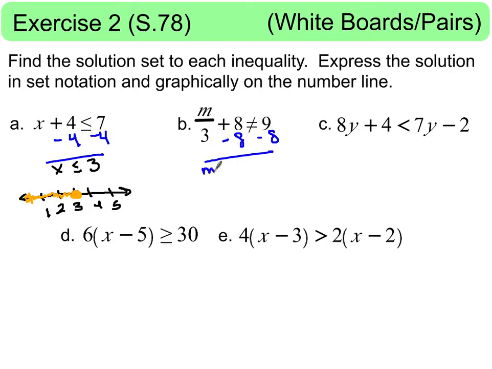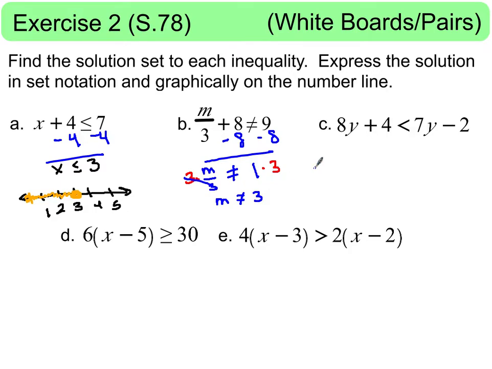And so m divided by 3 is not equal to 1. We will then multiply, because that's the opposite of division, or the undoing of division. So then we'll multiply by 3 on both sides. And so m cannot equal 3.